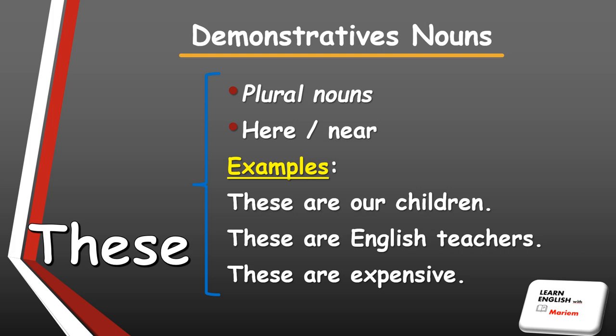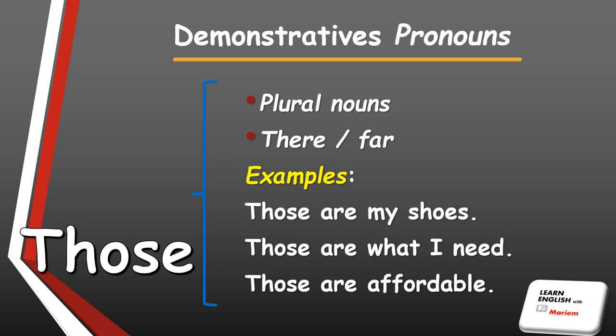This قلنا للsingular nouns للأشياء أو الأشخاص المفرد و these للجمع لمن يكونون قريبين من المتكلم أو المتحدث. These are our children. These are English teachers. These are expensive. If you like to practice more, you can leave us a comment. Write your sentences in a comment so that you can practice more.